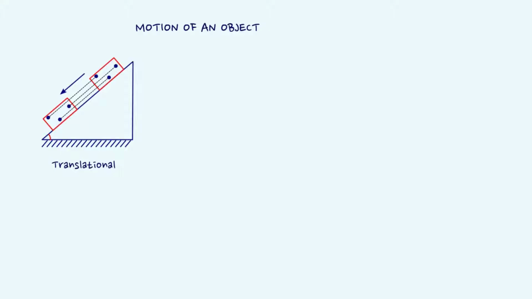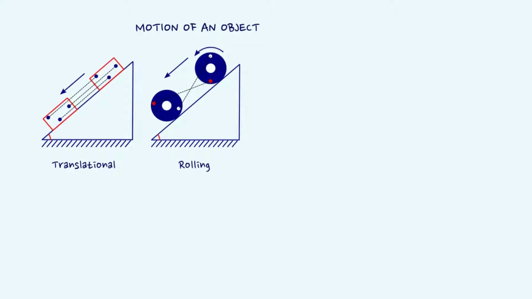In the next example, instead of placing a rectangular block, if we put a cylinder, instead of simple translational motion, we will observe the object rolling down the inclined plane. In rolling, the velocity of all the particles of the moving object doesn't remain the same. There is also no fixed pattern for the lines joining any 2 points before and after the movement's completion.